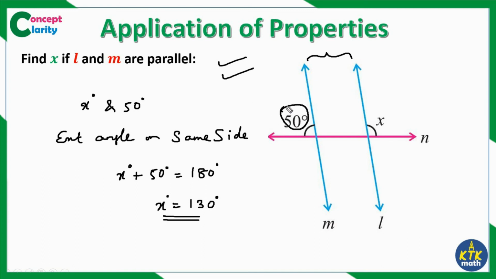Like I told you, corresponding means equal, alternate means equal, and same side angles means you just subtract the number from 180, because we have learned that these angles are supplementary. The third property says that same side angles are supplementary, not only exterior. Even if they give angles here, in this case also they are going to be supplementary. Whether it is exterior on the same side or interior on the same side, the angles are supplementary.